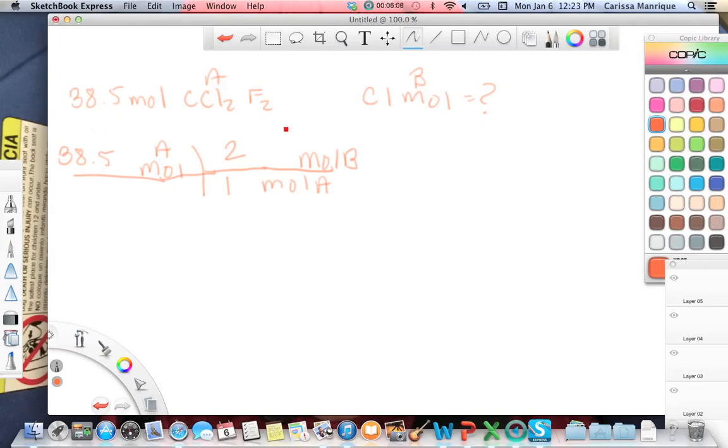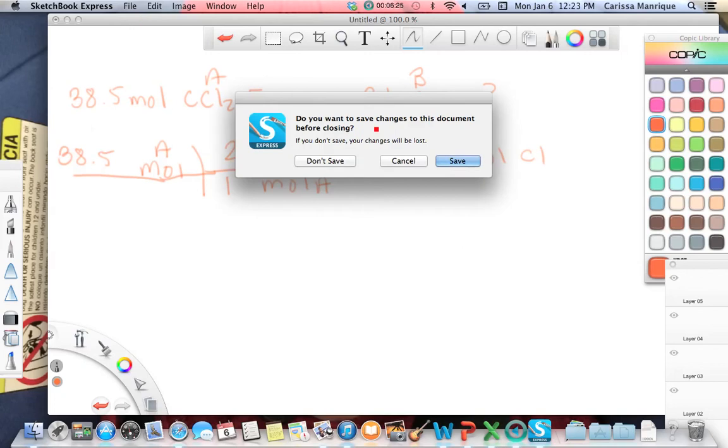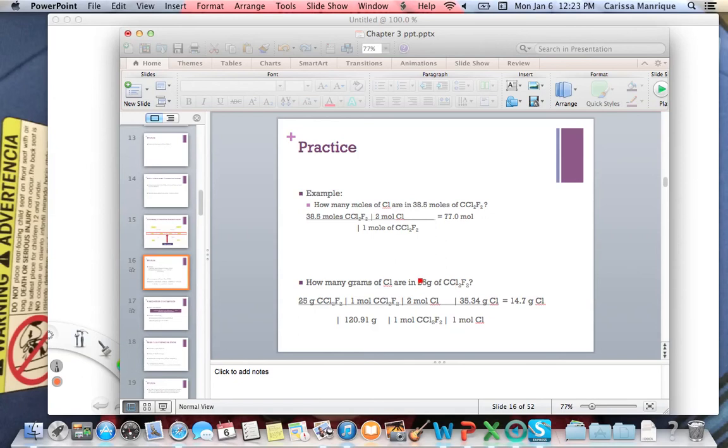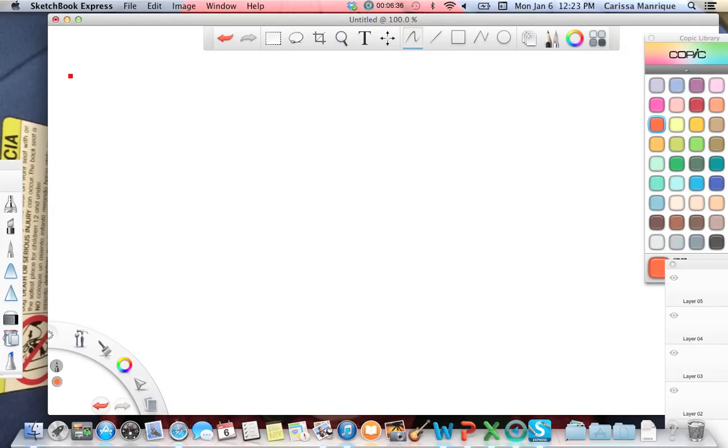So when we multiply this out, we get 77 moles of chlorine. Okay, so that's how you do a mole-to-mole conversion there. Now let's go all the way to grams to mole, because this is the harder one. This says 25 grams, and we're going to go to grams of chlorine. So let's write out what we're doing here. We're going to go, 25 grams of CCl2F2. We want to know grams of chlorine.